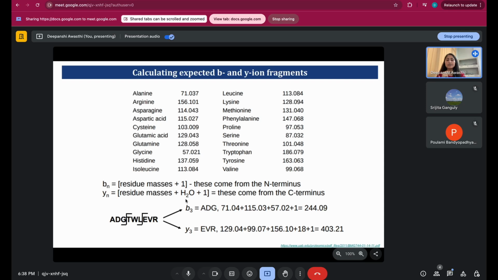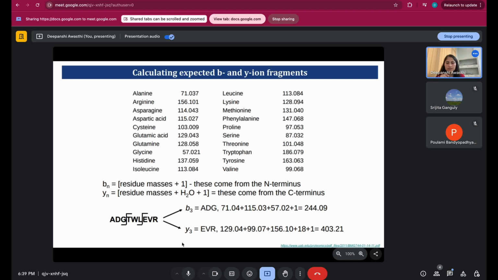Why do you subtract 19 from Y ions to identify the amino acid? Because that 19 is coming from H2O and plus 1. Oxygen has a mass of 16 and H2 has 2 daltons, so 16 plus 2 is 18, and plus 1 makes 19. That's why whenever you obtain Y type ions, you subtract 19 from them to get the actual mass of the residue. This is the reason, and in the B case also you have to subtract 1 because it contains 1 extra.